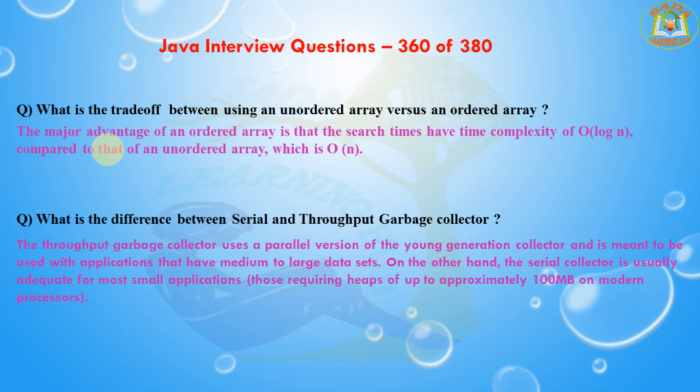The throughput garbage collector uses a parallel version of the young generation collector, and it is meant to be used with applications that have medium to large data sets. The throughput garbage collector is used for medium and large scale applications. On the other hand, the serial collector is usually adequate for most smaller applications. The serial garbage collector is used for smaller scale applications. This requires a heap of up to approximately 100 MB on modern processors.